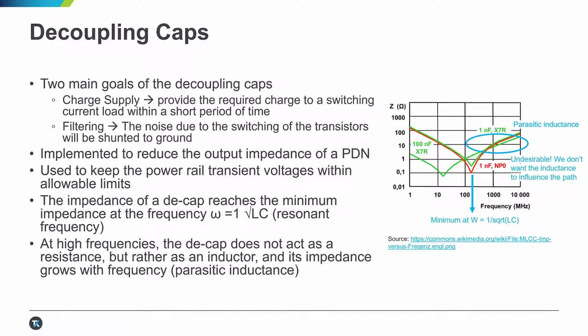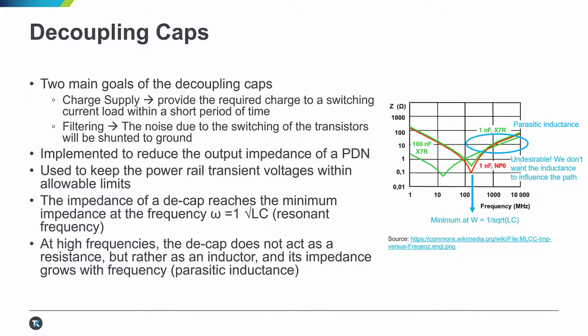So decoupling caps have two different goals. One, at its base, is to charge the supply, and the second is used for filtering. Again, shunting out noise that's being coupled from an upstream part of the power supply down to ground. And the overall goal of the decoupling caps is to reduce the overall impedance of the PDN.